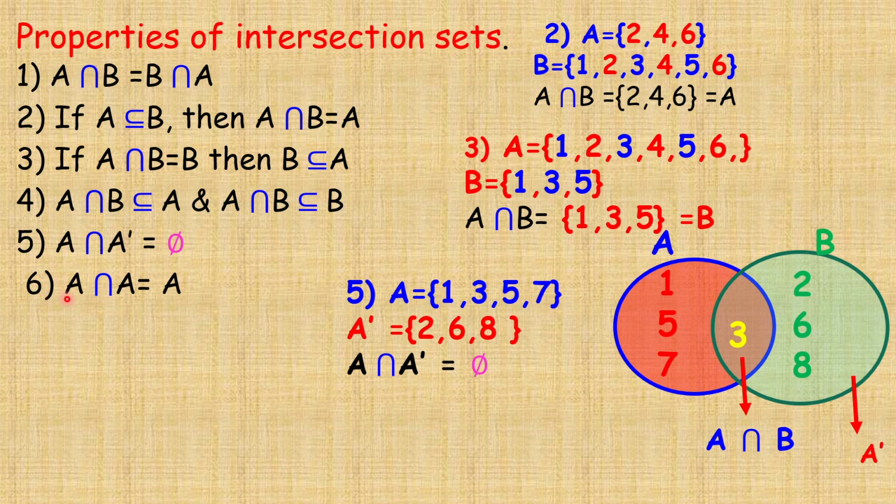Sixth property. A intersection A is equal to set A. It means the intersection of set A with itself is the set A. Seventh property. Set A intersection the empty set is equal to the empty set. There is no common element in set A and the empty set. So the intersection of set A and the empty set is the empty set.